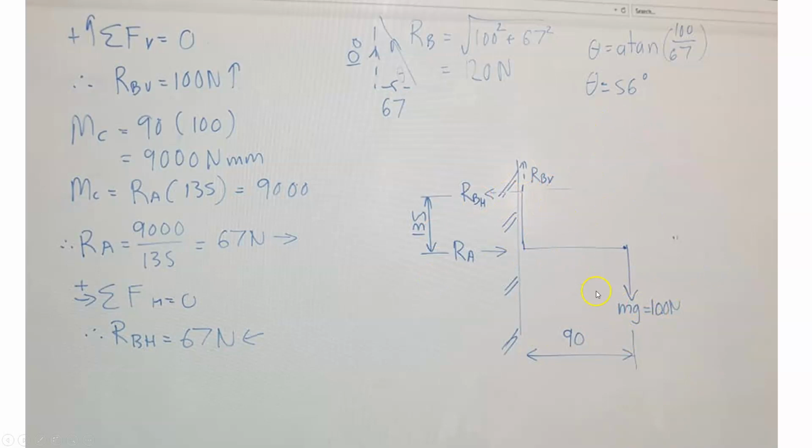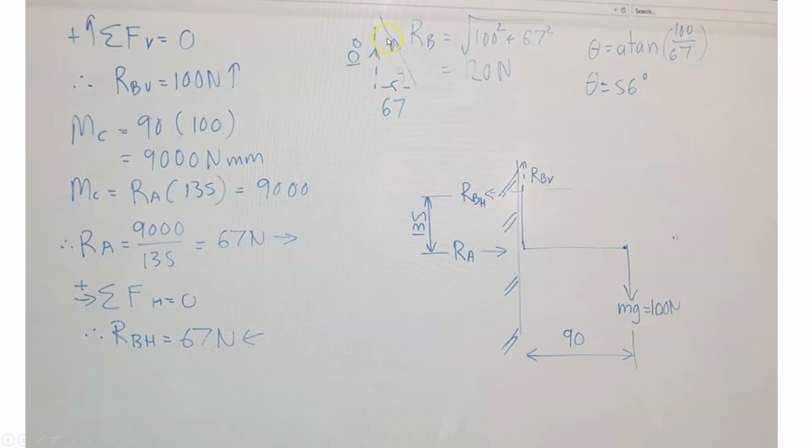If this is a clockwise couple, in order to balance it, I need an anti-clockwise couple applying at the wall, and that's what I have here. The anti-clockwise couple is going to have the same value, 9,000 Newton millimeters. The distance between the two forces is 135, therefore both forces will have a value of 67 newtons. RA is 67 newtons pushing out of the wall. RBH is 67 newtons pulling into the wall. Okay, once I've found that, I can say RBH is 67.